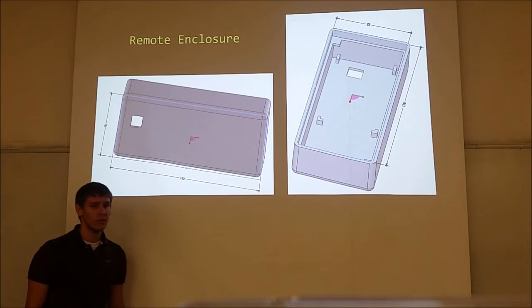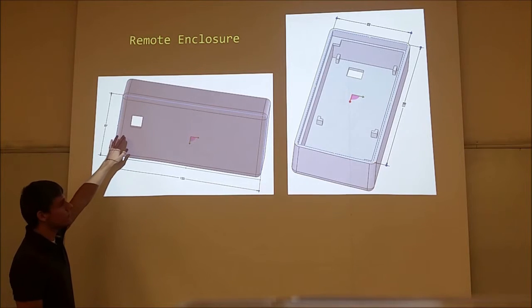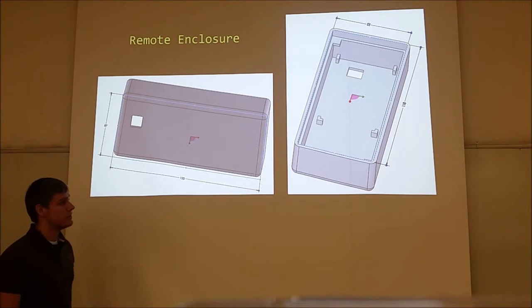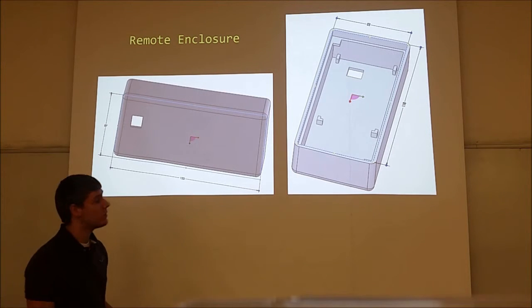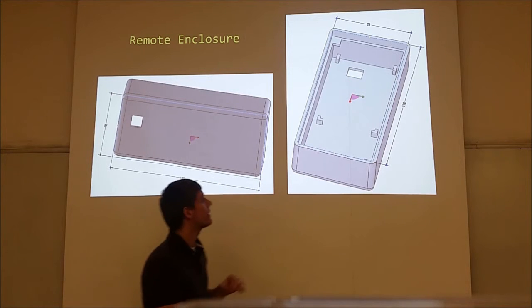So this is the enclosure for the remote. Once again, it was made in SolidWorks. This hole right here is for the battery pack. There's an on-off switch, so this allows you to easily turn it on and off to conserve the battery life. And then these extrudes right here are to hold that battery pack in place.